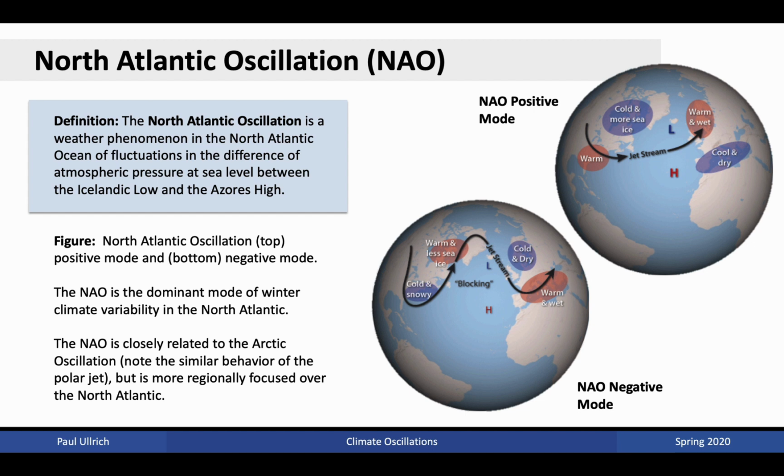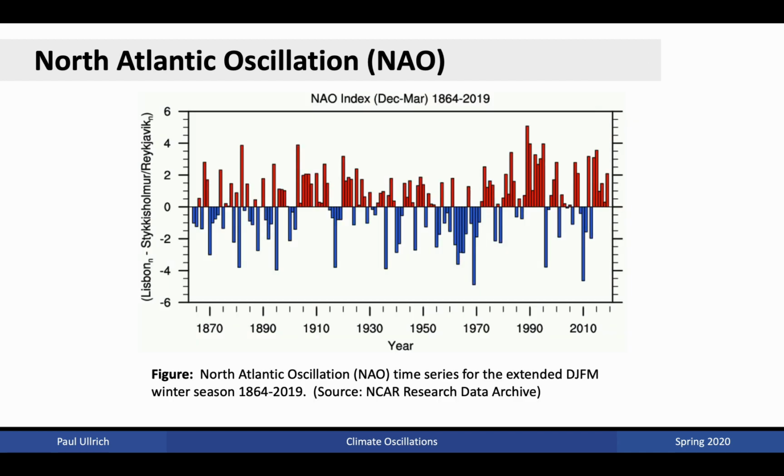The NAO is again closely related to the Arctic Oscillation, but tends to be more regionally focused. If you look at the sea level pressure anomalies associated with both of these patterns, they are closely related but still not quite on top of each other.